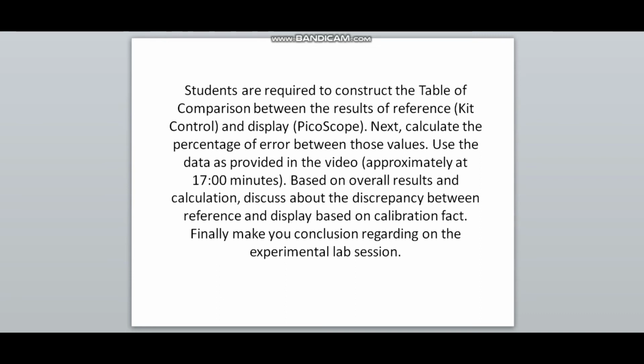Today I'm going to present on part 3. Students are required to construct a table of comparison between the results of reference and display. Next, calculate the percentage of error between those values. Use the data as provided in the video. Based on overall results and calculation, discuss the discrepancy between reference and display based on calibration fact. Finally, make a conclusion regarding the experimental lab session.